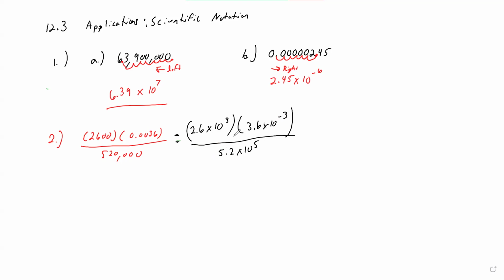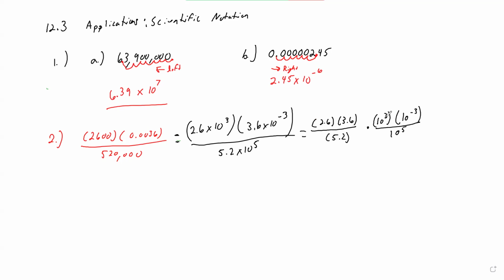Now, what they say is simplify this in the sense of 2.6 times 3.6 over 5.2. And then over here, you would write 10 cubed times 10 to the negative 3 over 10 to the 5th. This part we can simplify using our rules that we learned last week. This part, I'd probably just type into the calculator anyways.